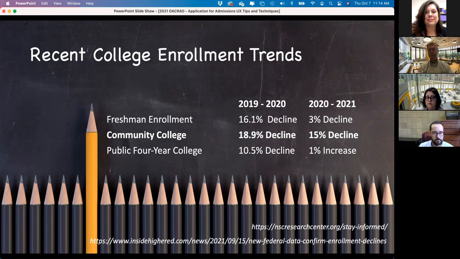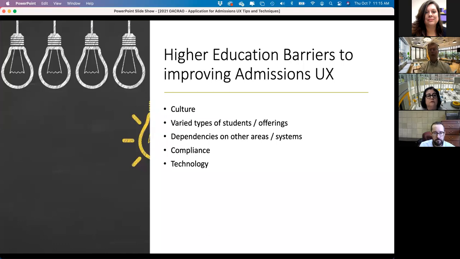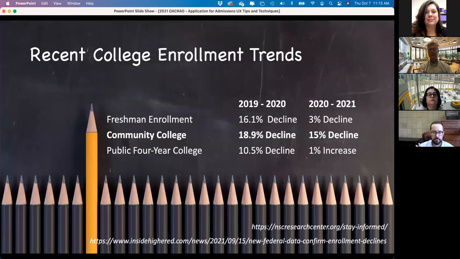If we look at just the last 2 school years, enrollment has declined quite a bit. If you're a community college, it went down almost 20% in 2020, and 15% in 2021. I have links at the bottom of this slide for where this information came from. In essence, that's a pretty big challenge that people have been seeing, and focusing on user experience can at least help with that.